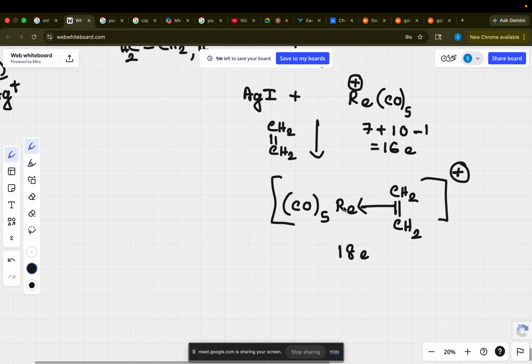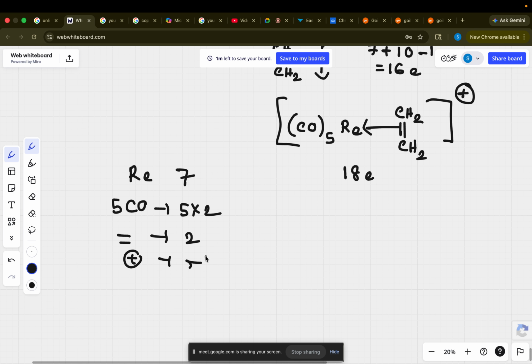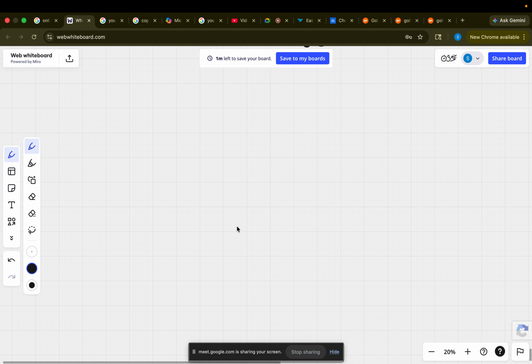You have 7 electrons from your rhenium. You have 5 carbonyls, so you are getting 5 into 2, that is 10. From this ethylene double bond you will get 2 electrons, and for that positive charge you will get minus 1. Add them, you will get 18, right? Yes, sir. Clear? Yes, sir, clear.